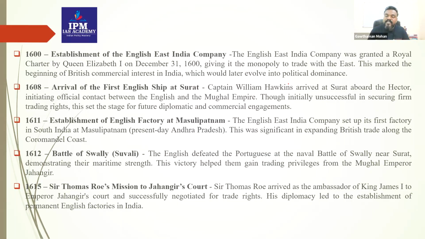They have successfully established their trade rights in India. They got the permission from Jahangir, and his diplomacy led to the establishment of the permanent English factories in India. So this became a milestone event. They got the official authority or the official permission from the Mughal emperor himself, and they started their establishment, and it led to the construction of various factories and various industrial settlements in India. Okay, that happened in the year 1615.